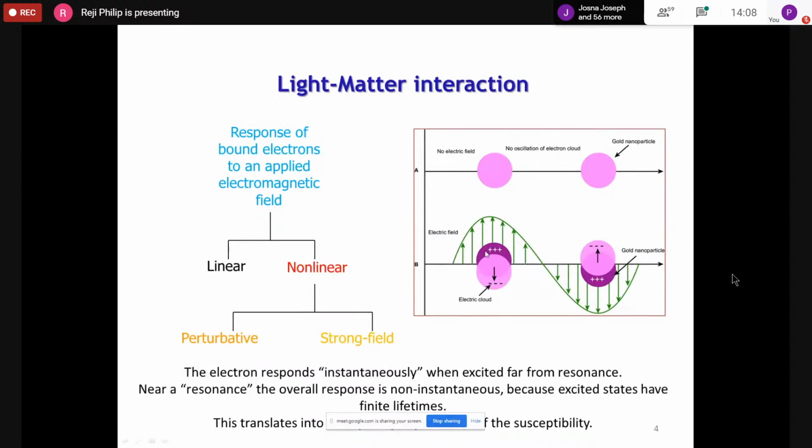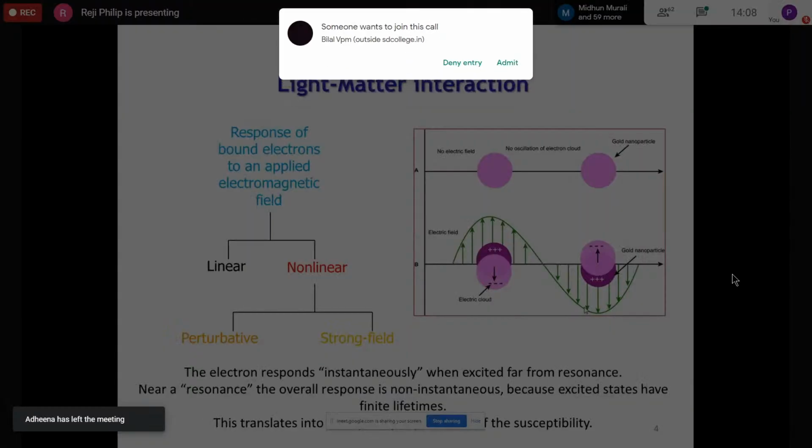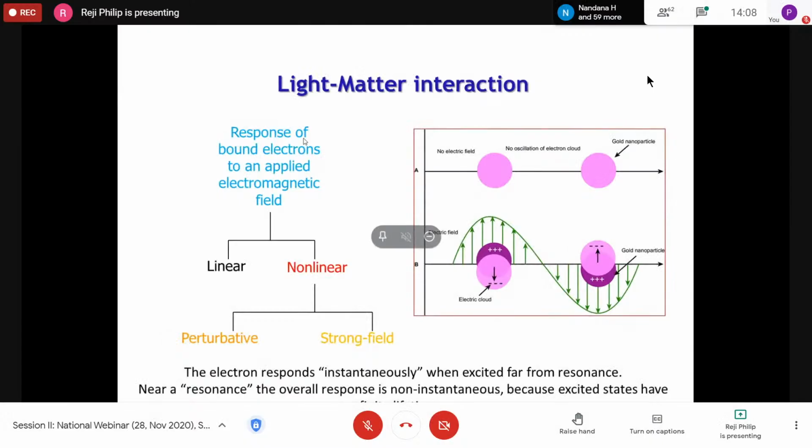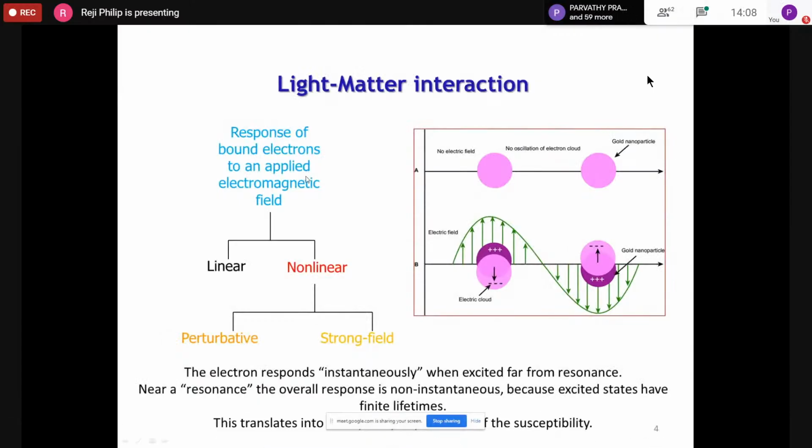And when you have a collective oscillation like that, we know that it's called a plasmon. So this is especially for plasmonic oscillation, but the case is true for electrons which oscillate even in a non-collective fashion. Only in metal nanoparticles you see collective oscillation of this kind. If you take normal materials, then it's not collective. Electrons are individually oscillating, and that oscillation is the response of bound electrons to an applied electromagnetic field.